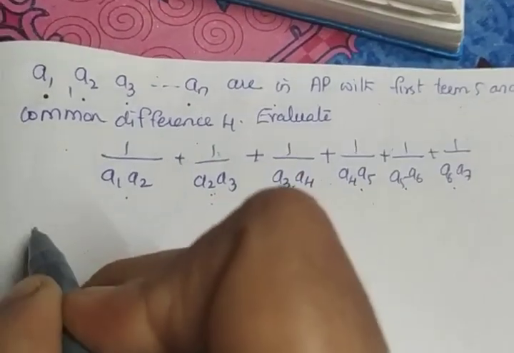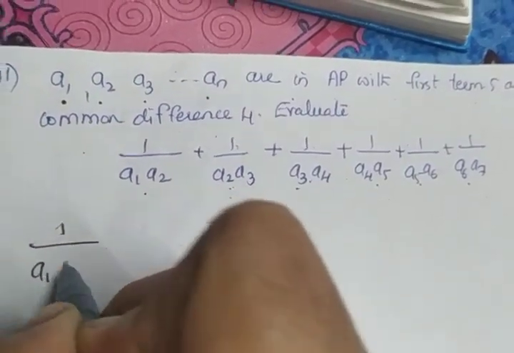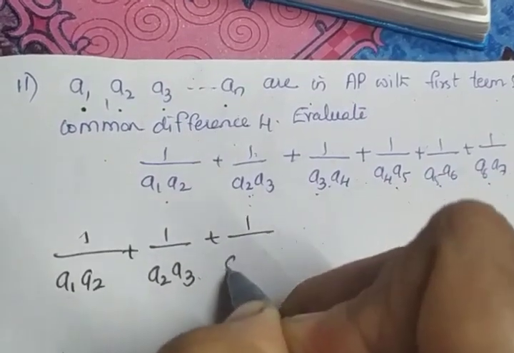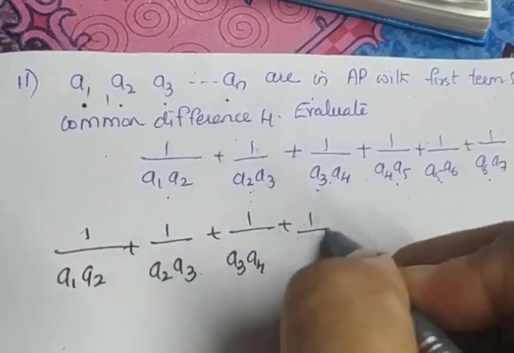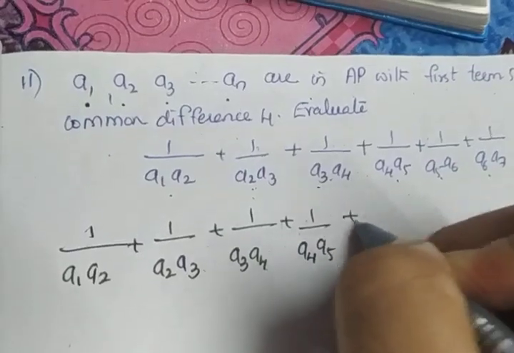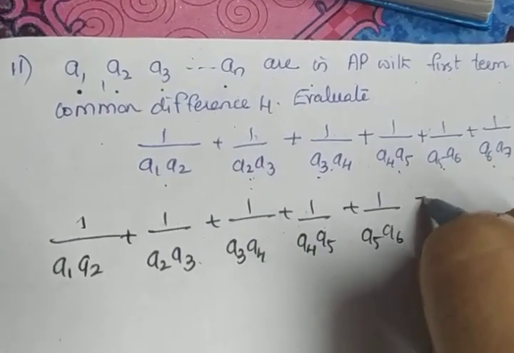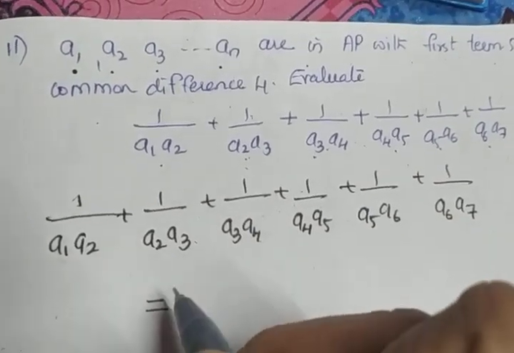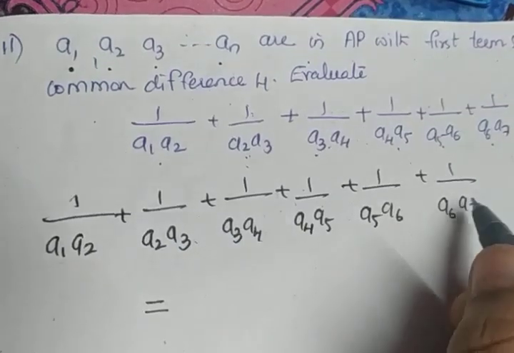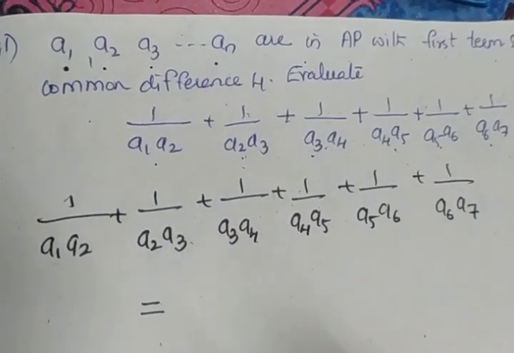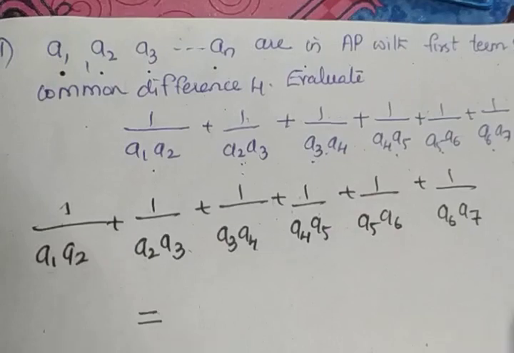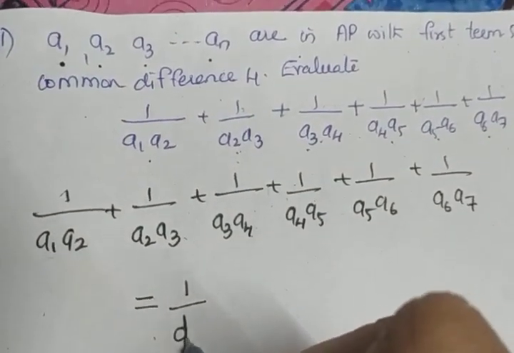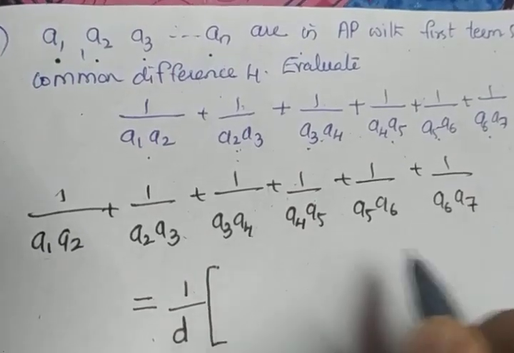So I am going to take the question: 1 by A1 A2 plus 1 by A2 A3 plus 1 by A3 A4 plus 1 by A4 A5 plus 1 by A5 A6 plus 1 by A6 A7. That is the question. What I am going to do is multiply and divide throughout the term with a D. This step you have to remember. So the dividing D I am writing as 1 by D, and the multiplying D I am giving to each and every term.